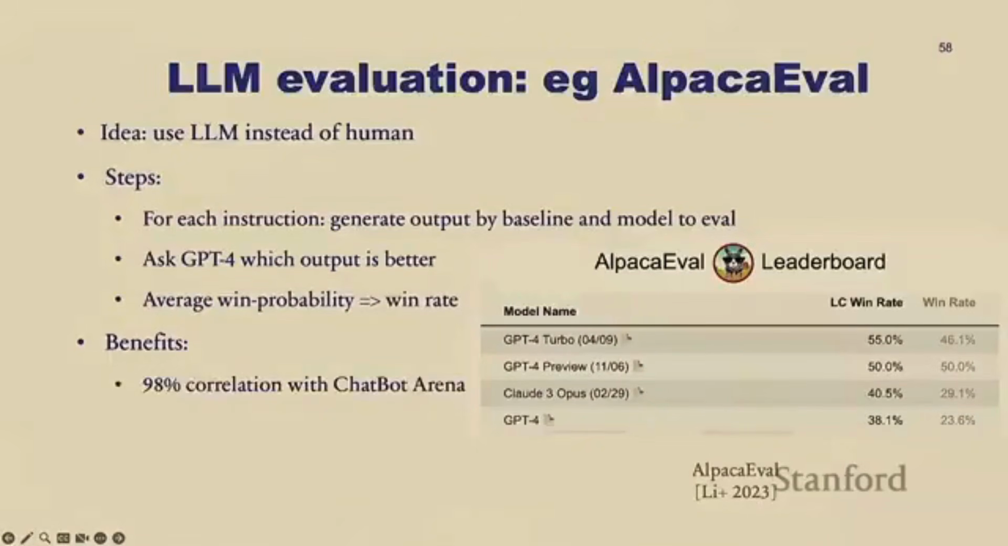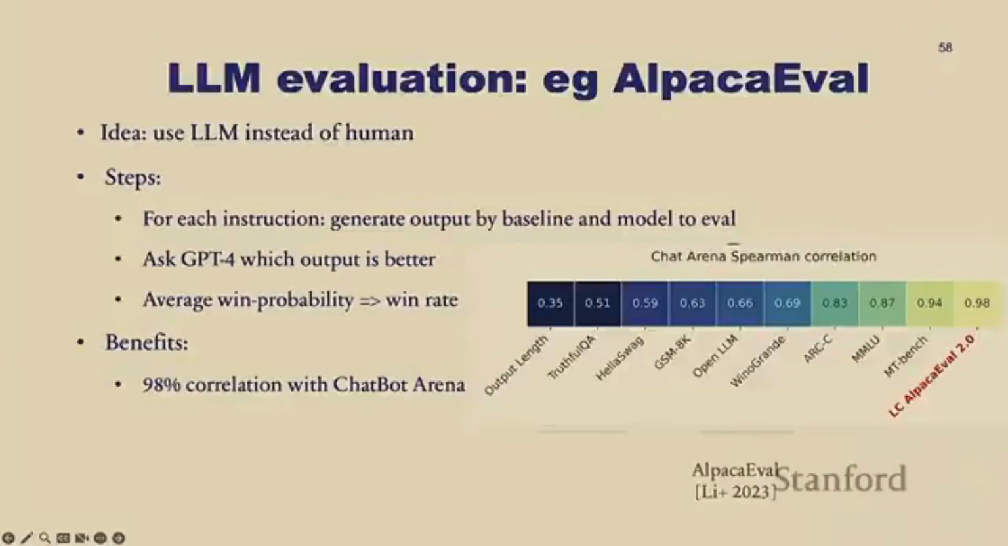So the benefit of this is that we actually get 98% correlation with Chatbot Arena, so very high correlation with humans. This is a comparison with correlation with other benchmarks, and it takes less than 3 minutes and less than $10 to run, so it's pretty cheap.